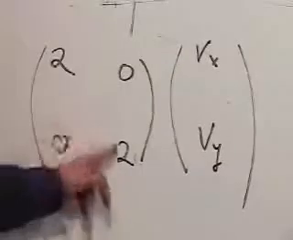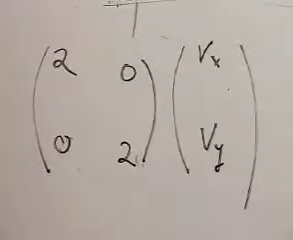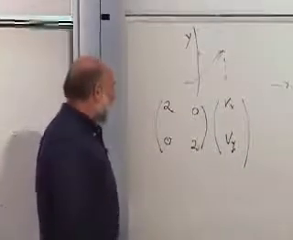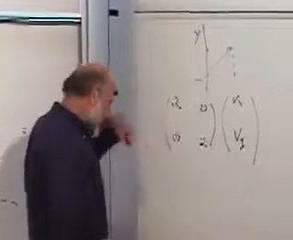There are two diagonals in the matrix. This is called the principal diagonal, I think, if I remember. The other one is called the unprincipled diagonal. I don't know what it's called. What? The good diagonal and the bad diagonal. This one is the bad diagonal.